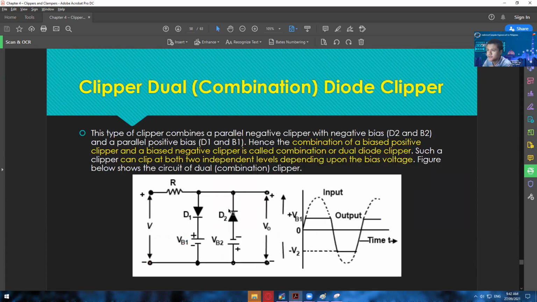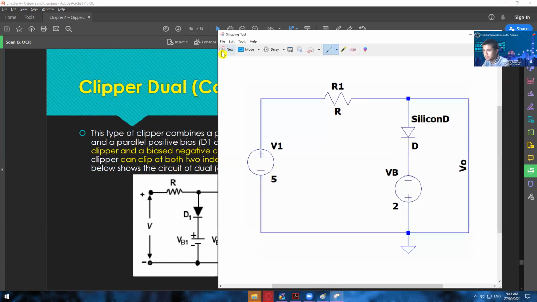Okay, so we're almost done. The last one is the dual clipper, the combination diode clipper. In here there is only one fixed format, or representation pattern, of a dual clipper. So what do I mean by that?